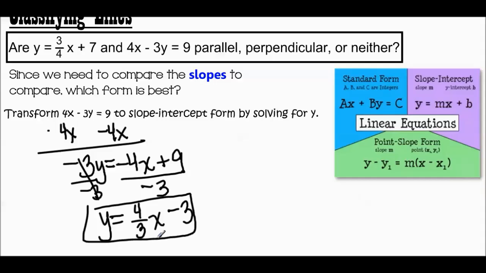Make sense? Okay. So let's look at them. 3/4 and 4 over 3. Do they have the same slope? No, that's different. We're comparing 3/4 and 4 over 3. Do they have opposite reciprocals? It's reciprocals, but it's not opposite. So it would be neither.